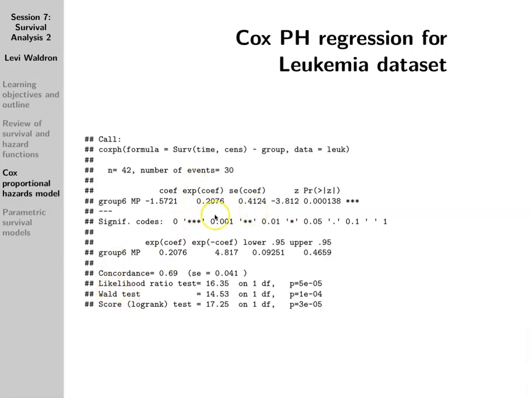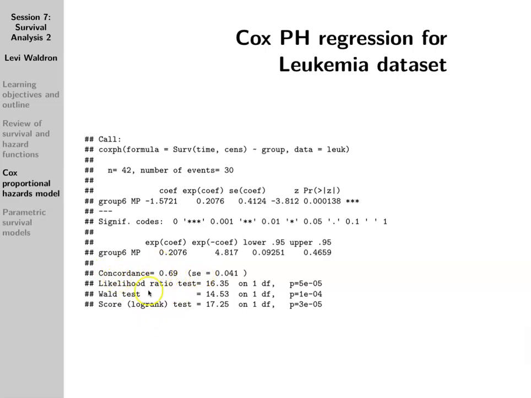And this is just showing it again, repeating the hazard ratio, giving the inverse hazard ratio. This is just 1 over 0.2076, so you can see it's almost 5 times lower hazard, along with confidence intervals. And then again, we have some extra information down here.